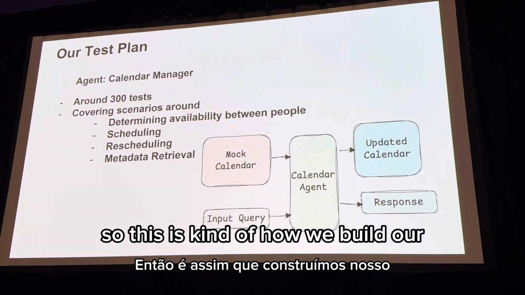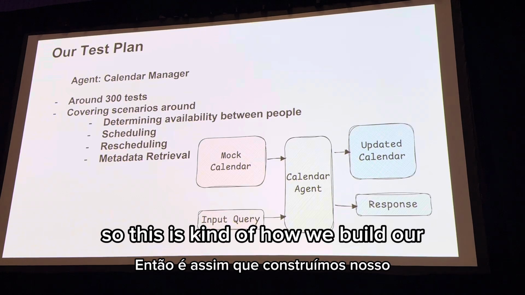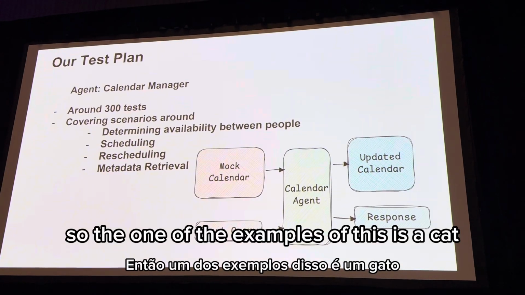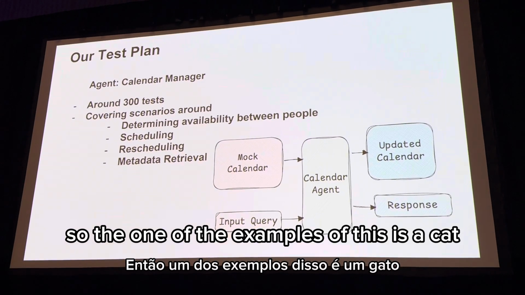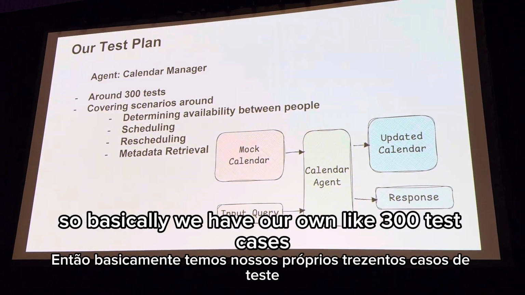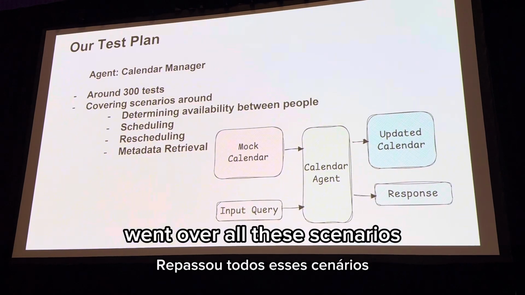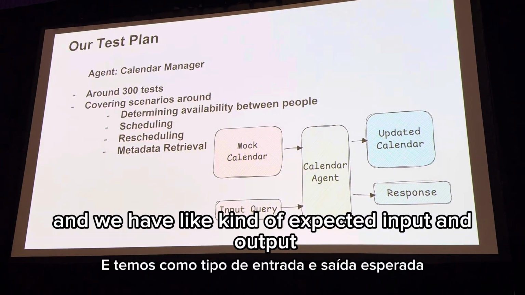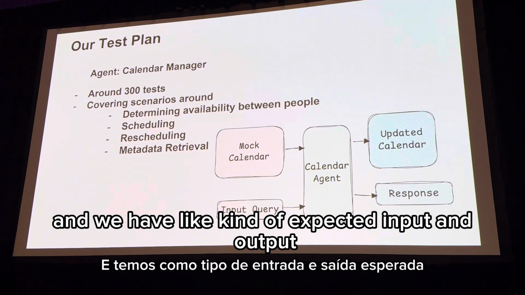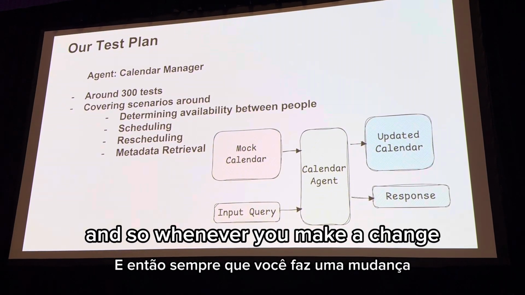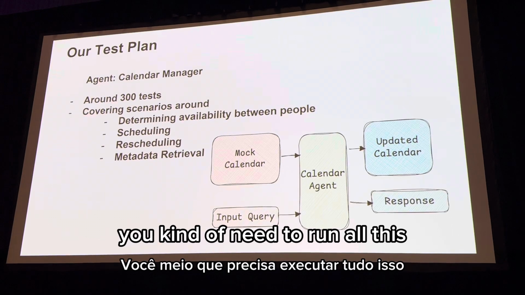So this is how we build our test plan. One of the examples is a manually written test, right? We have around 300 test cases. We went over all these scenarios, and we have expected input and output. So we built our test system around this. And whenever you make a change, you need to run all of this.